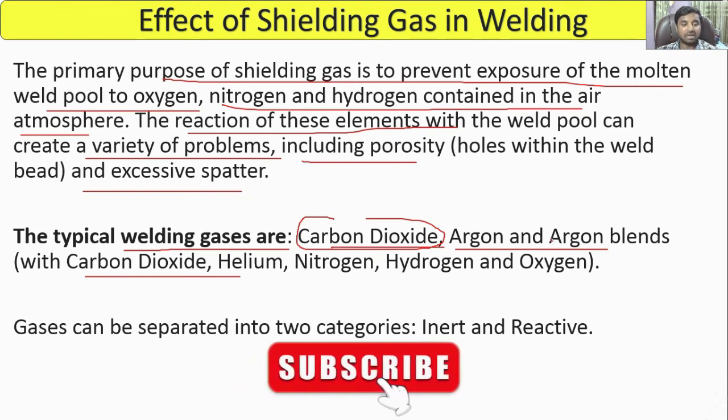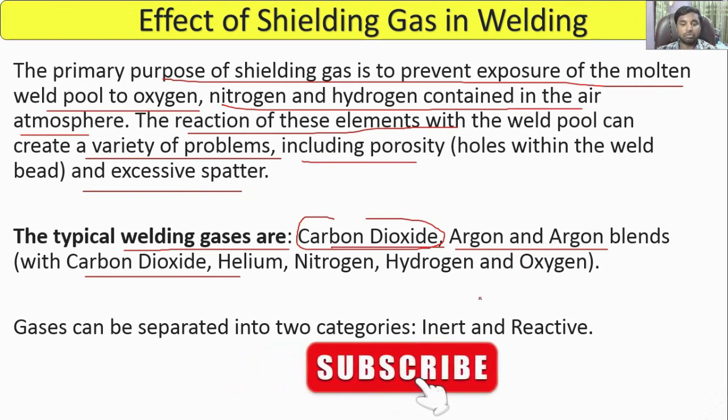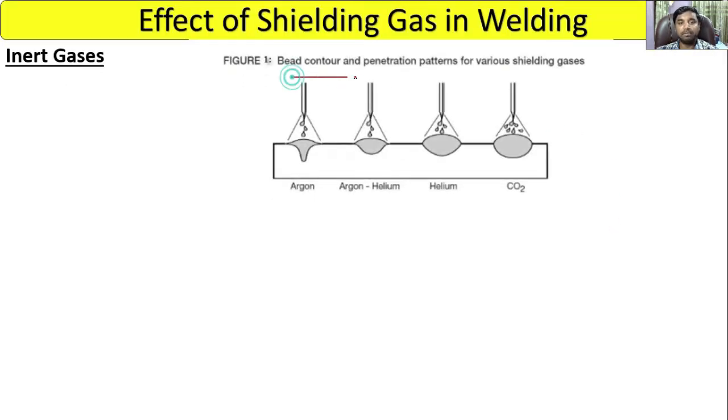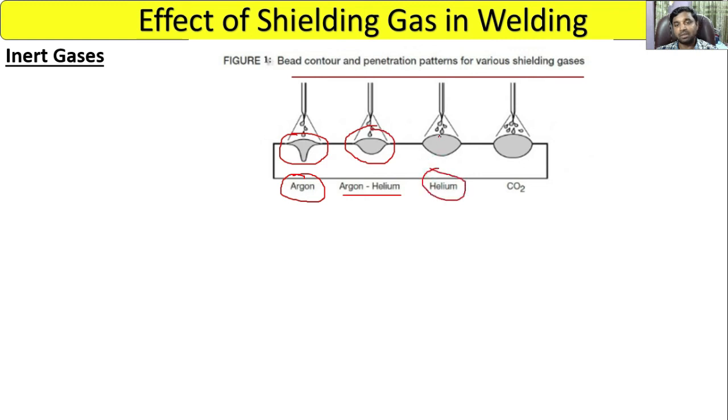The gases can be separated into two categories: one is the inert gas, and one is the reactive gas. So what are the inert gases? You can see here the bead contour and penetration patterns of various shielding gases. If it is argon, you see how the bead contour looks. Argon plus helium, argon or helium, this is how it looks. With helium you can see this bead appearance, and with CO2 you can see this bead appearance. So every gas has its own bead appearance.